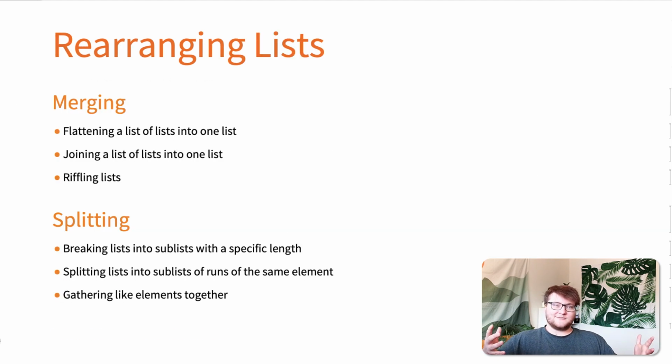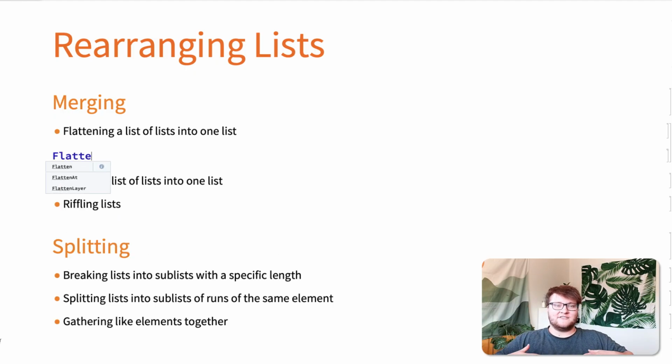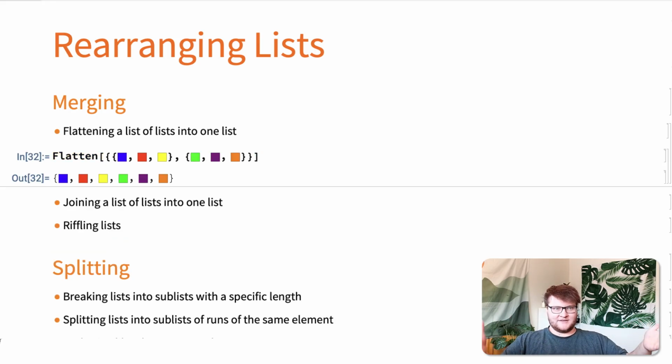Beyond sorting lists, we might need to split lists up or merge multiple lists together. So let's have a look at rearranging lists. The first thing that we might want to do is merging. One of the most useful functions for working with lists is flatten. Flatten flattens out nested lists into one big list. So if I give it a list of 2 lists, it gives me back one list.